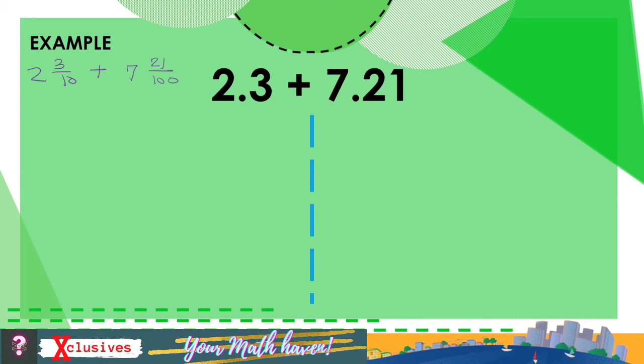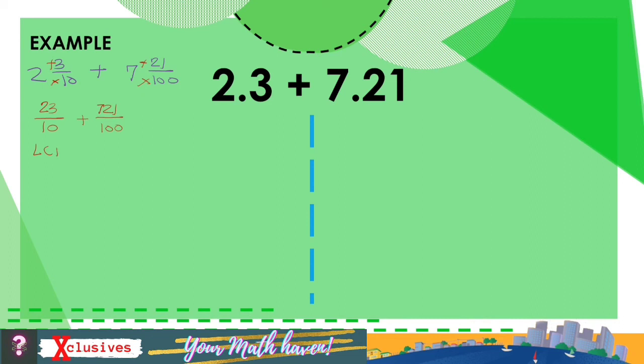To do that, let's convert first mixed numbers to improper fractions. So how do we make improper fractions? We simply multiply the denominator times the whole number, and whatever the product is, add that to the numerator. So that's 10 times 2, 20, plus 3, that gives us 23. Then we copy the denominator 10. Then 100 times 7, that's 700, plus 21, that's 721 over 100.